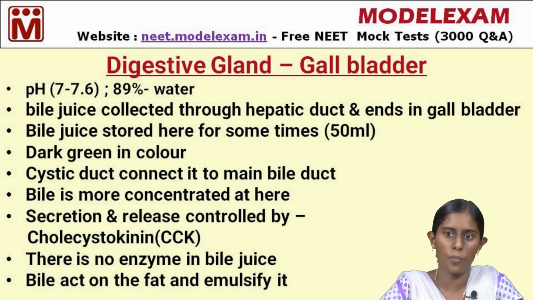There is no enzyme in the bile juice, but it is alkaline in nature, so it can emulsify the fat. At the same time, it can neutralize the chyme molecules. So mainly bile acts on the fat molecules. Emulsification happens in the duodenum region. Next we will discuss its functions, how it functions and where it happens in the small intestine region, in the coming slide.